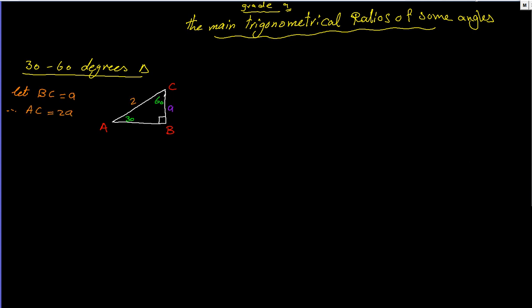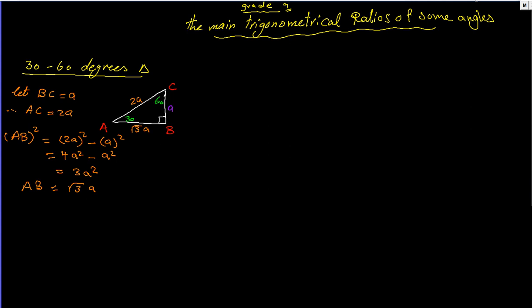After that, we can get AB from Pythagoras theorem. Then AB power 2 equals 2A power 2 minus A power 2, which equals 4A power 2 minus A power 2. It's going to be 3A power 2. By taking the root, AB equals root 3 A. Then the length of AB equals root 3 A.